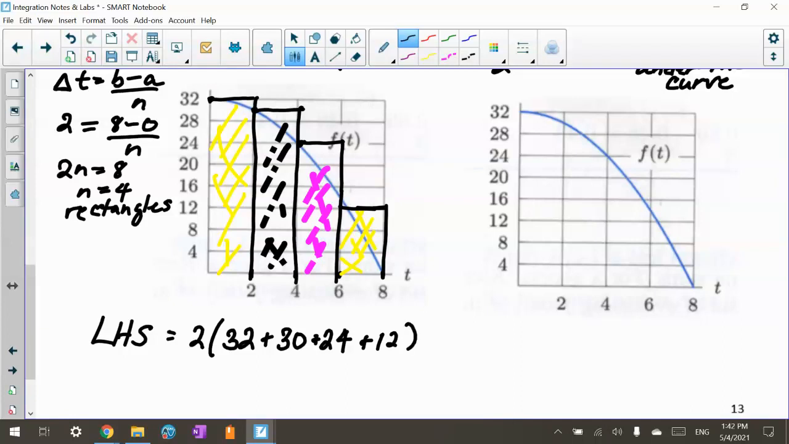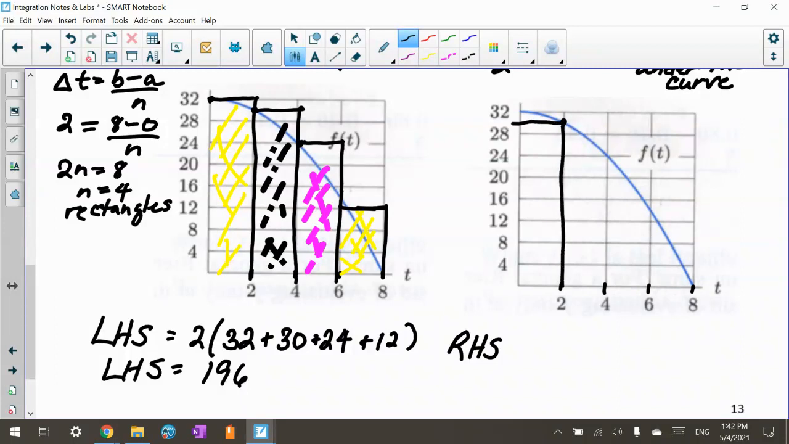So when I go to do the left-hand sum from this, I do 2 times the heights, add that all up, and I get my left-hand sum to be 196. So I'm thinking that's the area under the curve, but as I'm looking at it, I still know it's a little overestimate because it's a decreasing function. Now let's try the right-hand sum. I know that these are all going to be 2 wide, but now we're going to come from the right. So here's my curve, come over from the right, come down. There's my first rectangle. Come over from the curve, come over, come down.